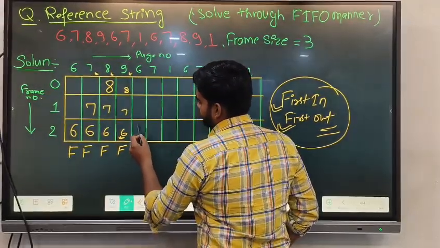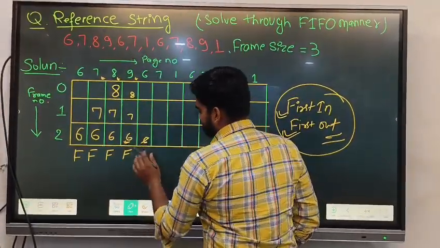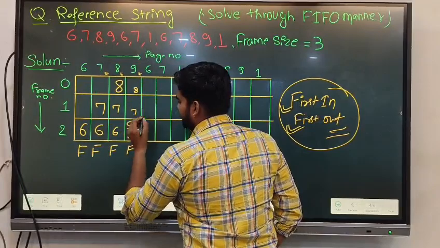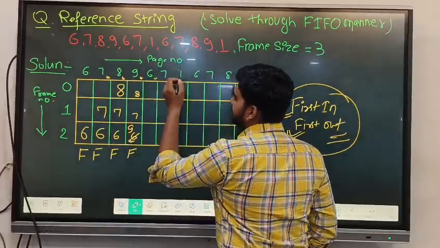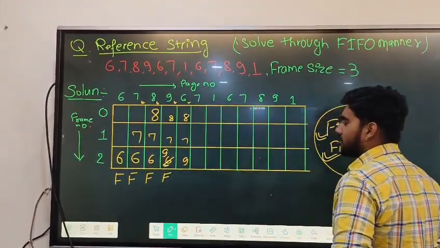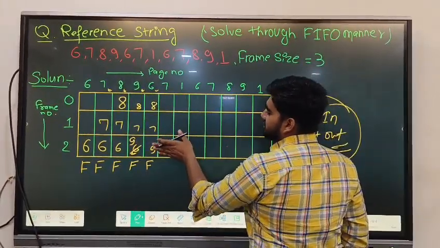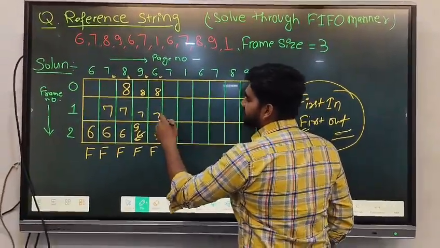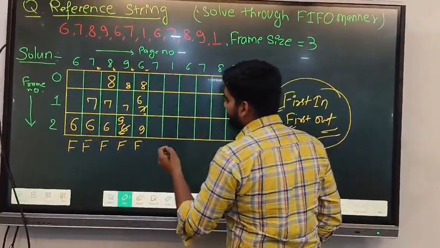So at the place of 6, page number 9 comes here. Now okay, come to the next. The CPU is demanding page number 6. As you can see, page number 6 is not available in this frame, so again a page fault will occur, and now this page gets replaced. This page came after that, so this page got replaced with the demanded page 6.